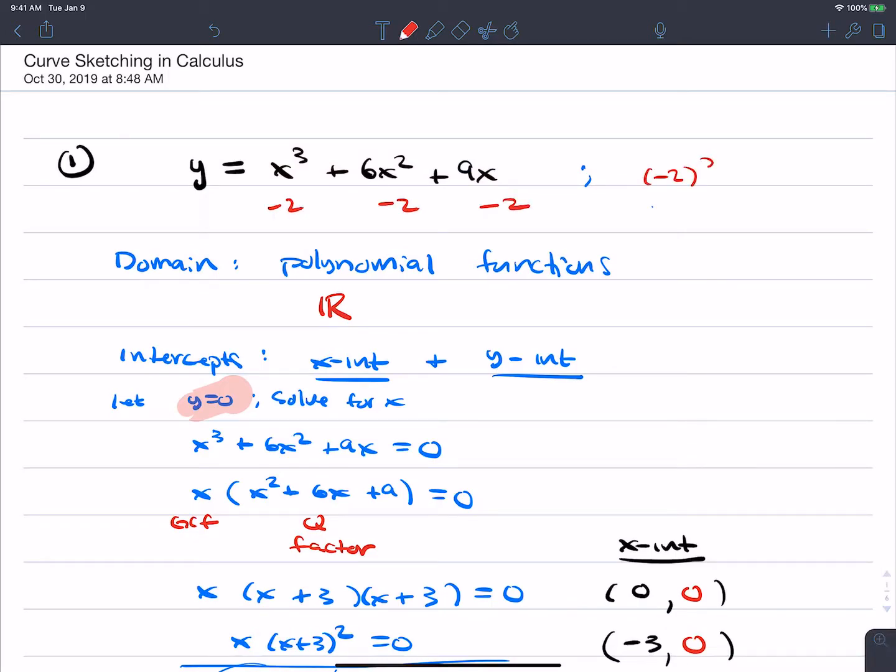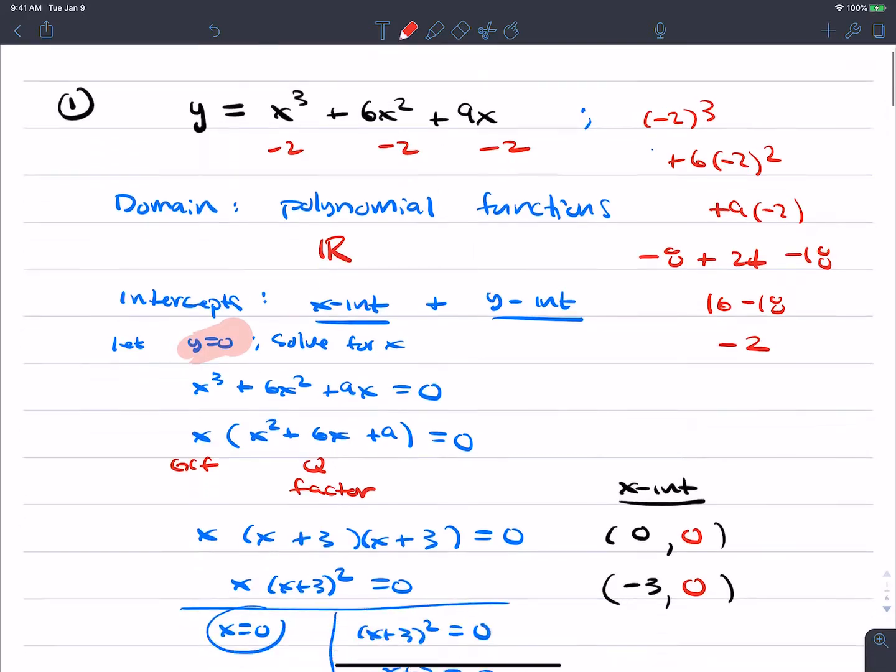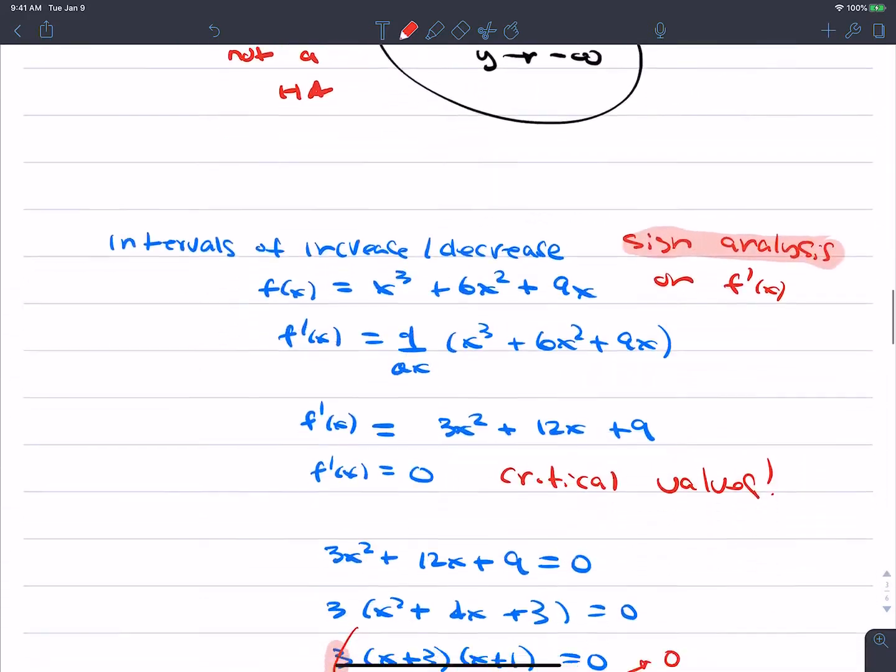So I get -2 cubed plus 6 times -2 squared plus 9 times -2. That gives me a negative what? 8 plus 24, double check, minus 18. And what does that equal? Let's see. -8 plus 24 will be positive 16. Is that right? 16 minus 18 is -2. Okay. So there's our inflection point at -2.